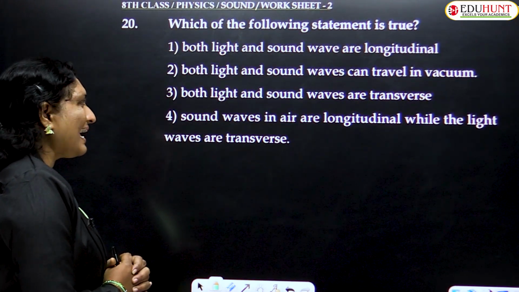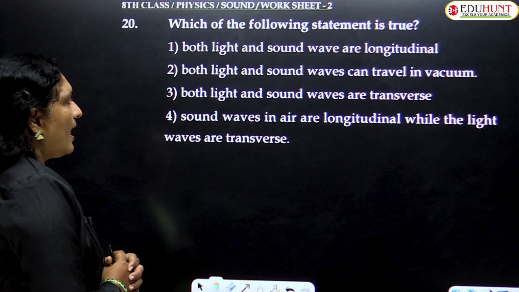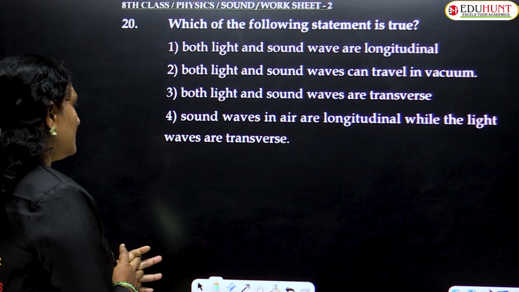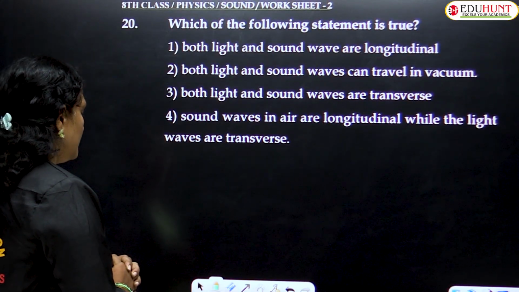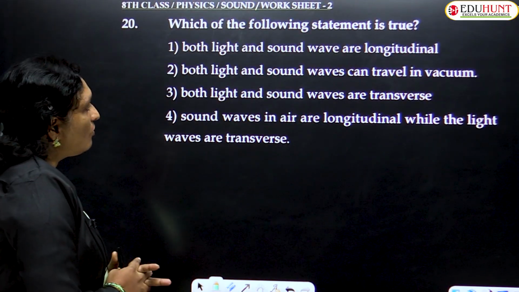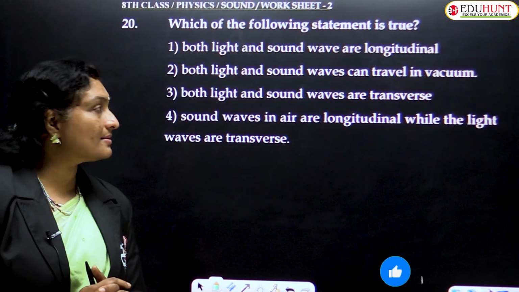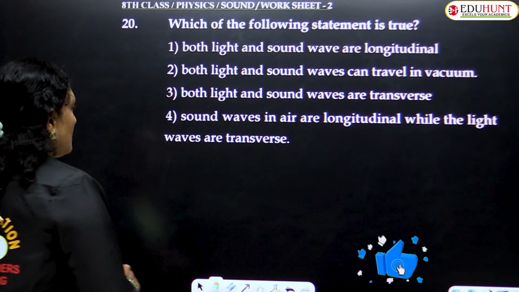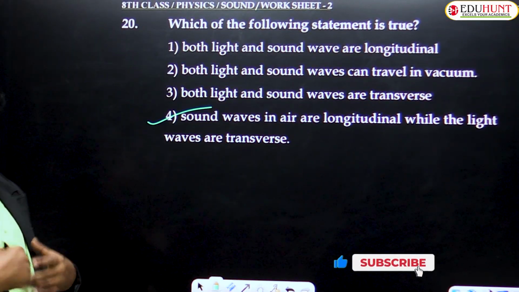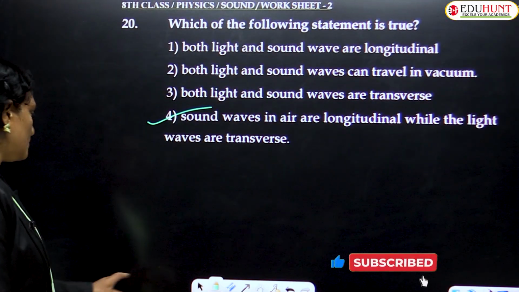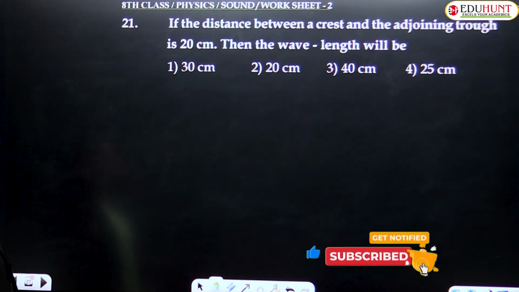The third one. Both light and sound waves are transverse. Light is a transverse wave, but sound is a longitudinal wave. So the third is also wrong. Moving to the fourth one. Sound waves in air are longitudinal. Yes, it is true. Sound waves in air are longitudinal, while light waves are transverse. Of course, the fourth option is correct. Now, moving to the next question, that is 21st.